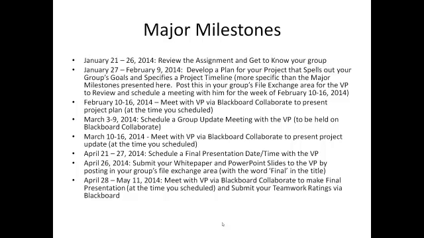On the assignment, I do have major milestones listed here. So again, last week you should have reviewed the assignment and gotten to know your group. And during this week and the next week, I'm expecting that you will be developing a project plan that spells out what you want to accomplish in this project, and it specifies a timeline. And I'm expecting something that is a bit more specific than what I have listed here.